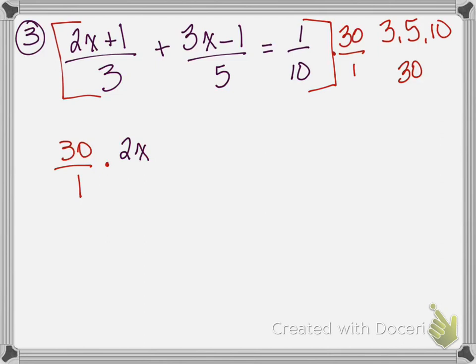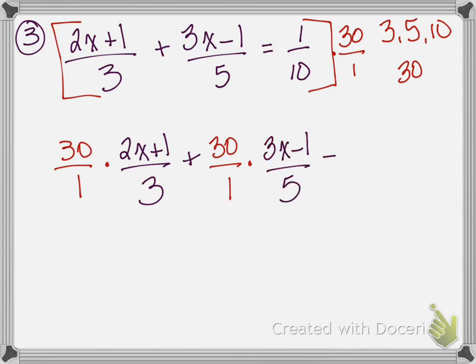So I have 2x plus 1 over 3. Then I have 30 over 1 times 3x minus 1 over 5 equals 1 over 10 times 30 over 1. My next step is to simplify, and when I simplify, I'm able to get rid of all of my denominators. And that's the goal, is to get rid of all your denominators.